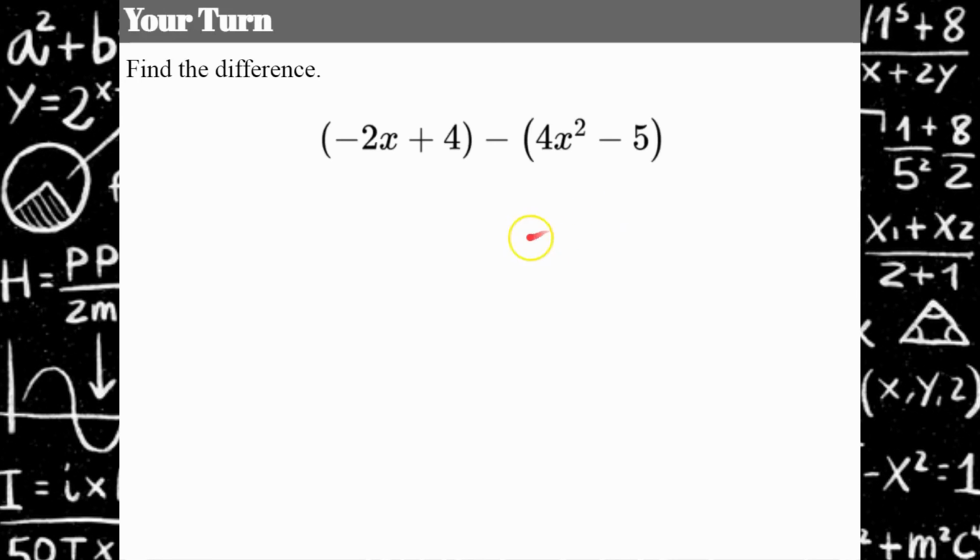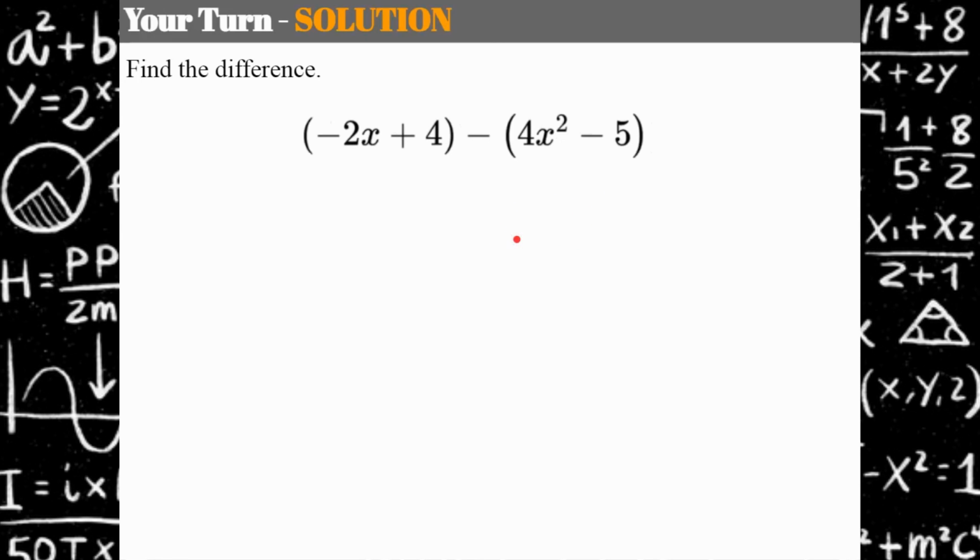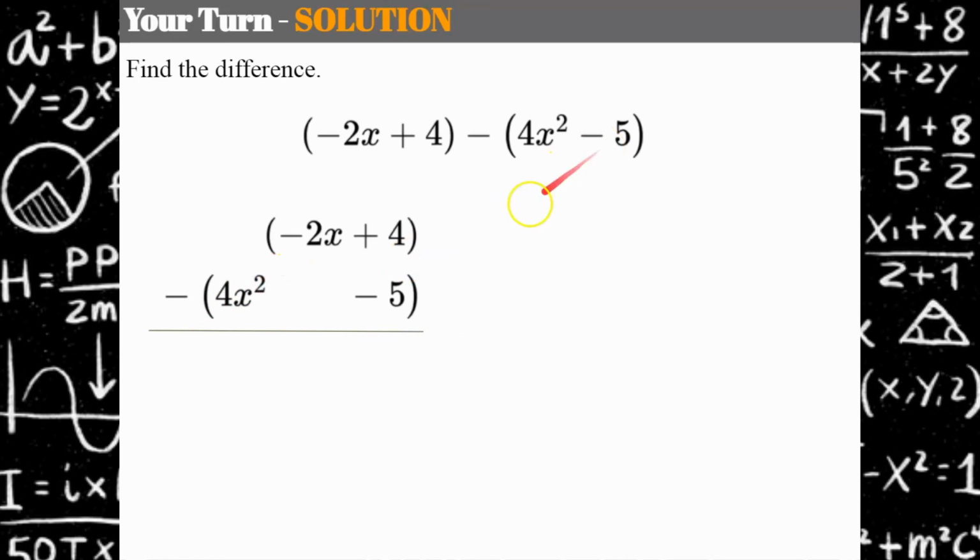Welcome back. Let's see how you did. I'll model both vertical and horizontal methods for you. So I'm going to start with negative 2x plus 4, and I'm going to subtract 4x squared. Remember, I don't have a like term to match it up, so it's on its own, and I'm putting it to the left because it has a higher exponent. So I want it in standard form when I'm done. And subtract 5 goes underneath its matching like term.